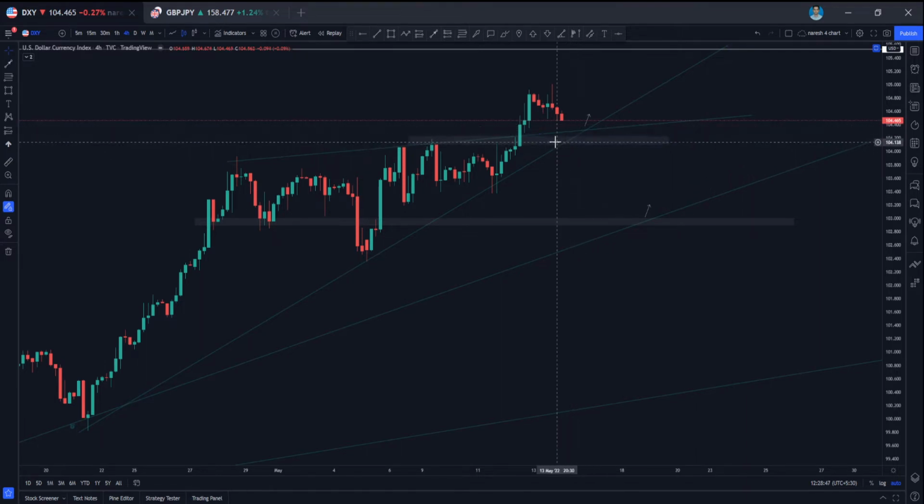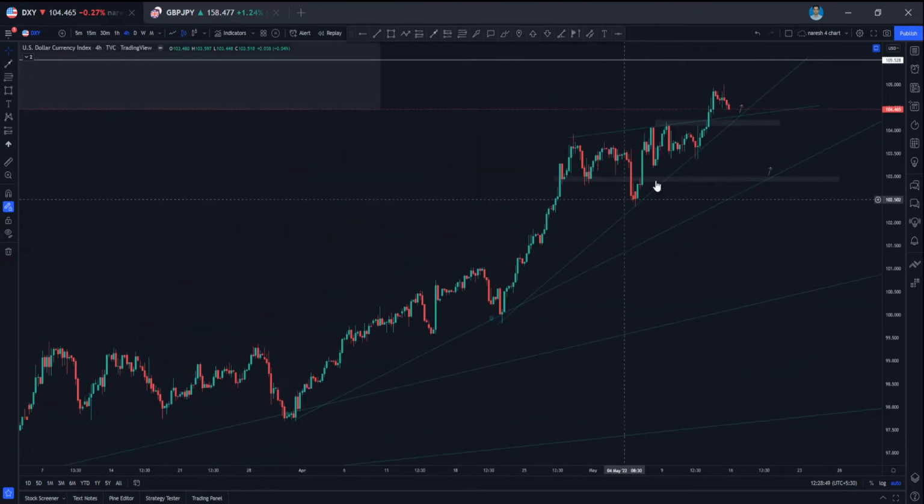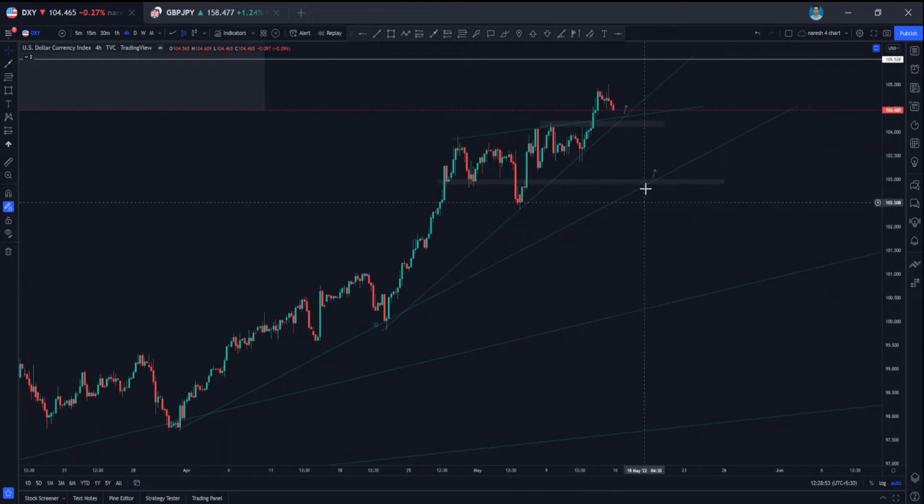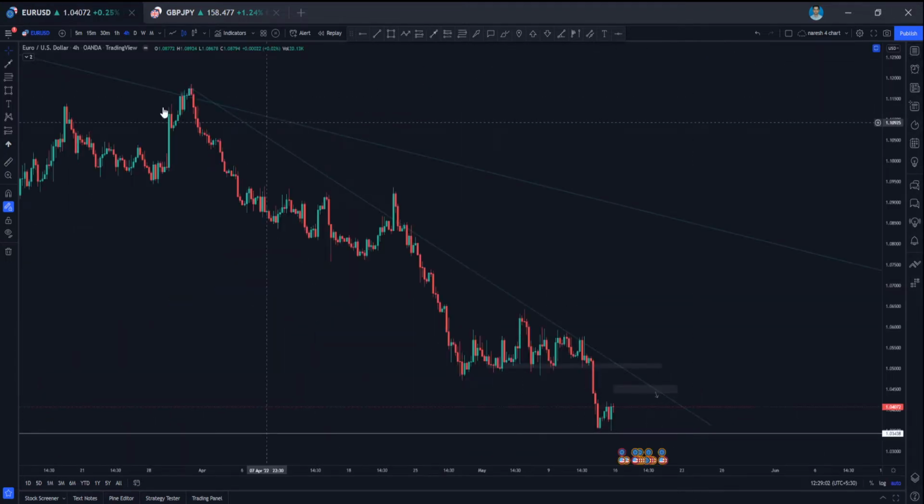So if it is holding this level and making an engulfing candle here, you can look for long entries from here. If it is not holding this area, the price can retrace to this level, which is the next support area, and it is also near the trend line as well. So again we can look for long entries from this area. So this would be the DXY, guys, and next would be EUR USD.